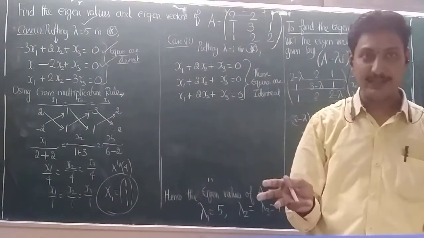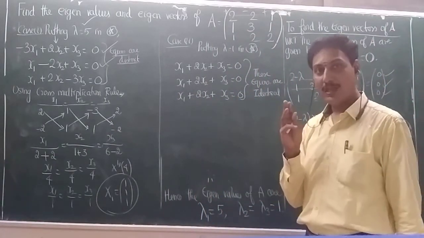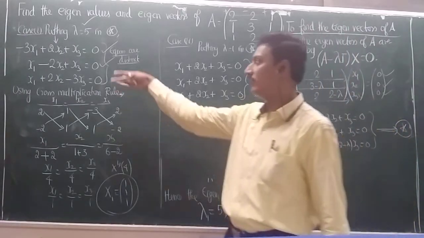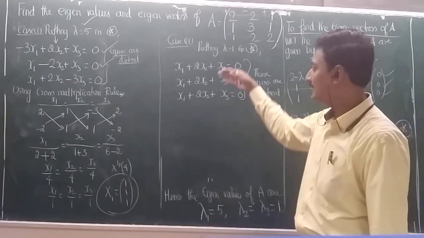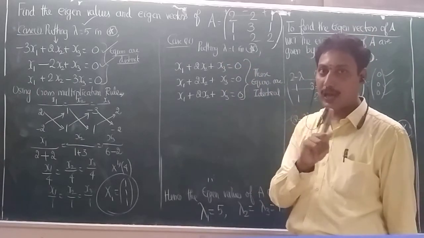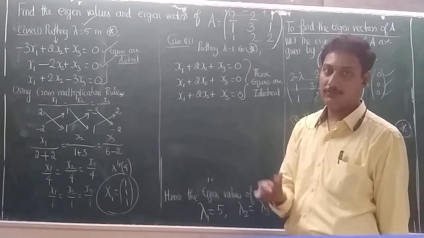So we can't use the cross multiplication rule. It completely fails. Once we have two distinct equations, then you can apply the cross multiplication rule. If we have similar equations, don't apply it. If you apply it, what will we get? We get 0, 0, 0.